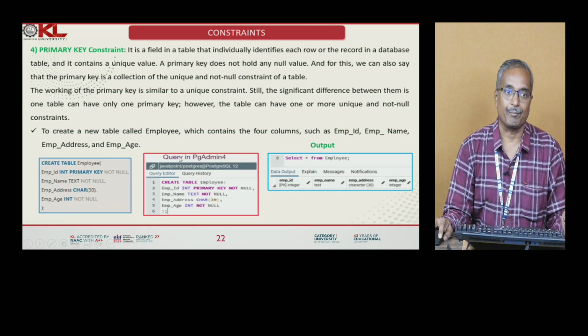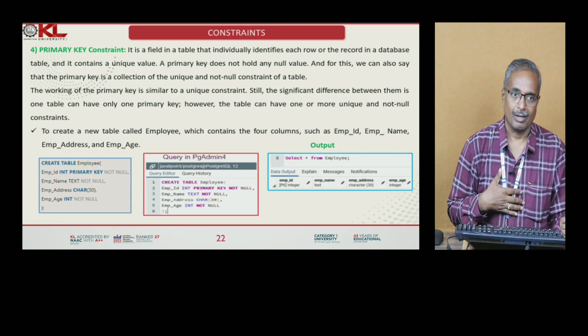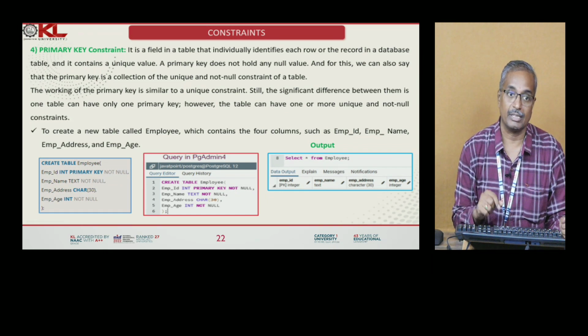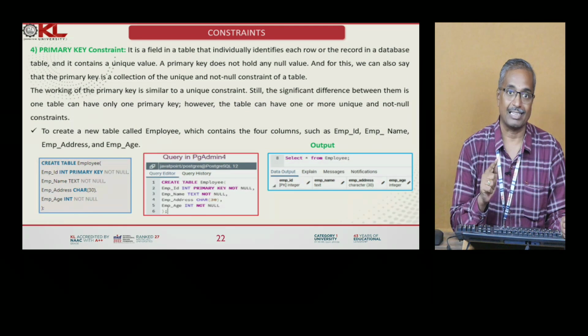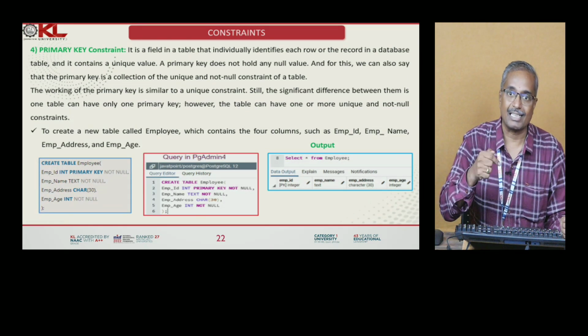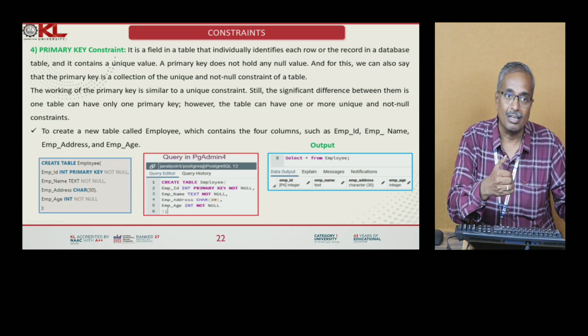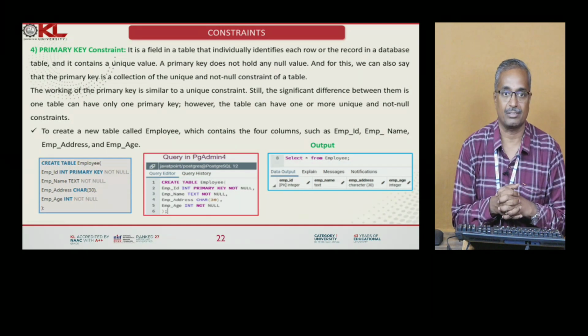Now primary key. The primary key is also doing the same. It cannot accept duplicate values. It can also accept unique values. But at the same time you can get a doubt: then what is the difference between a primary key constraint and a unique key constraint?